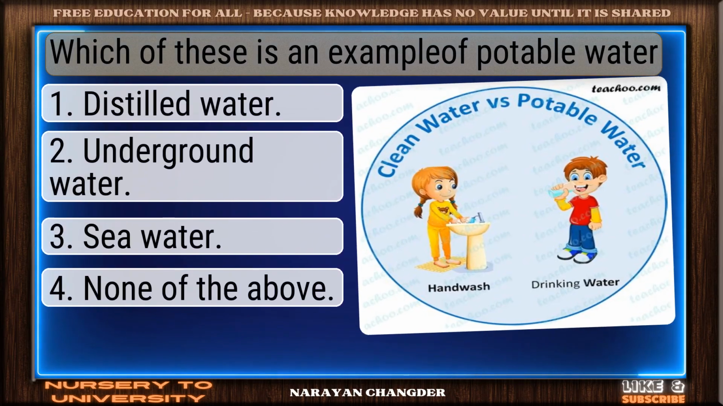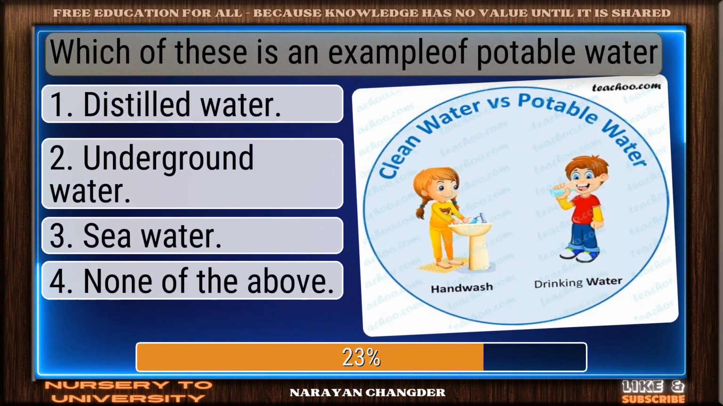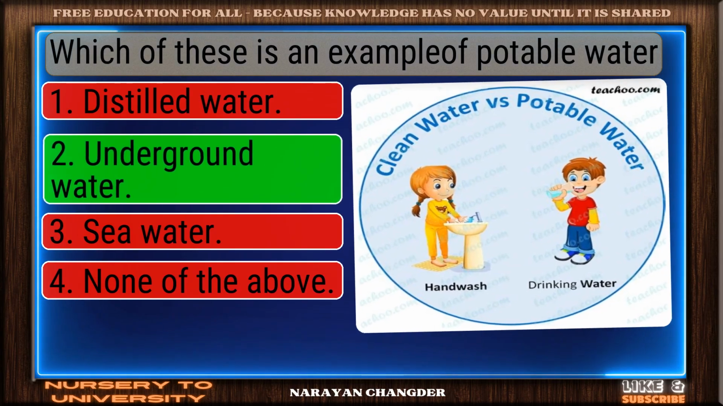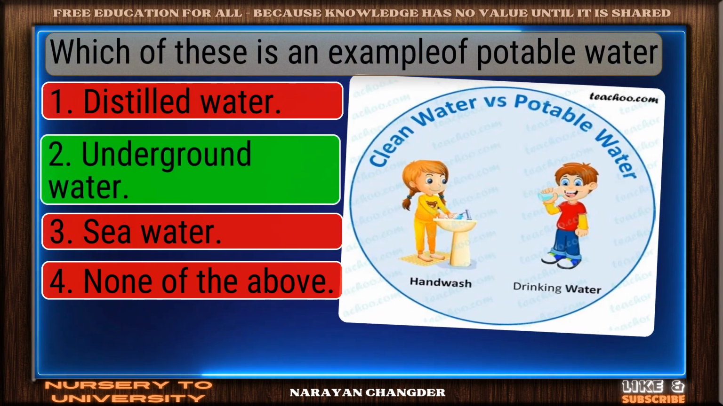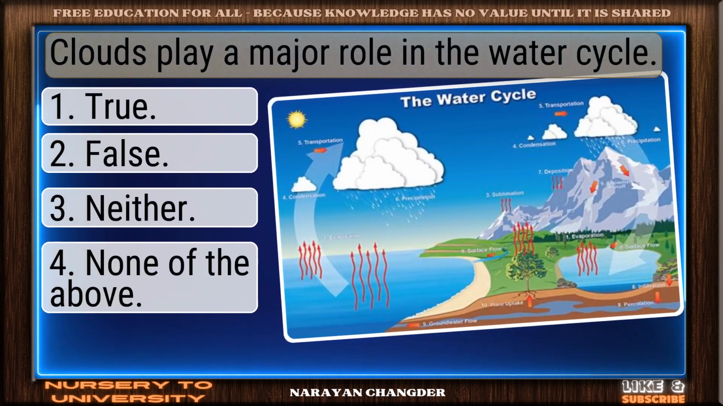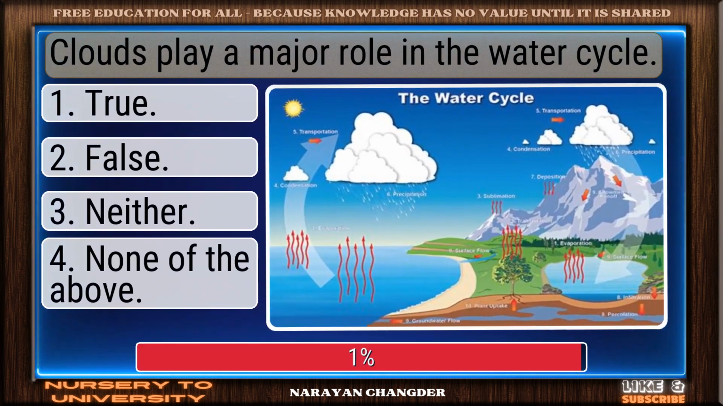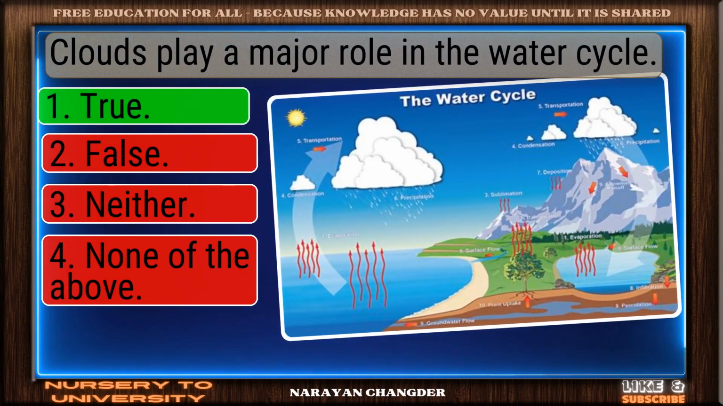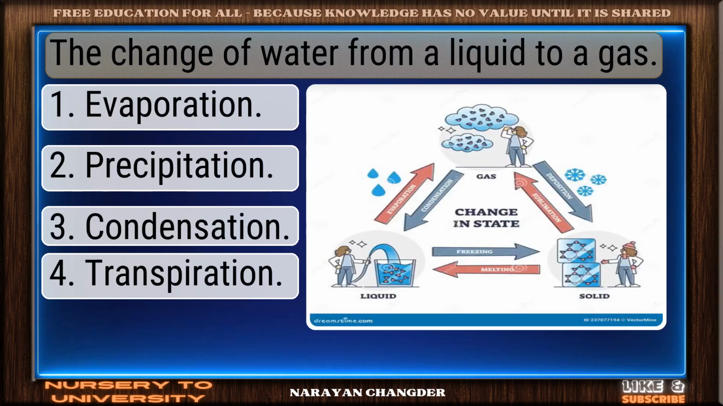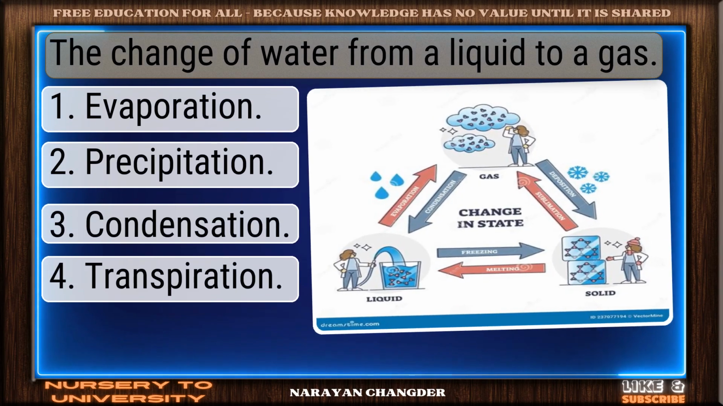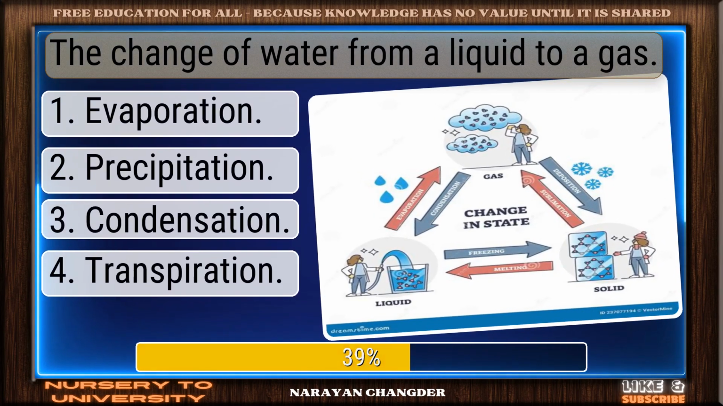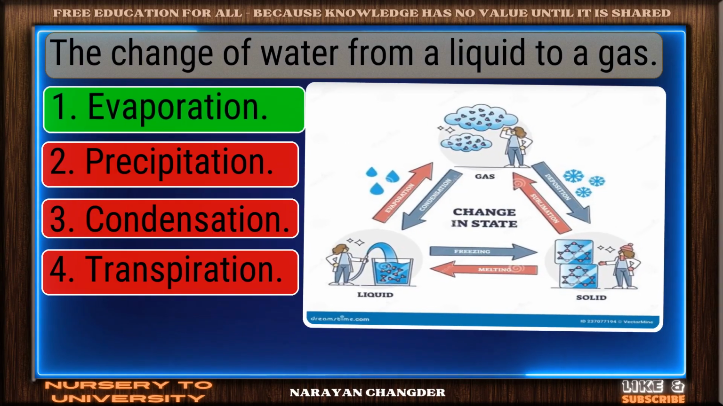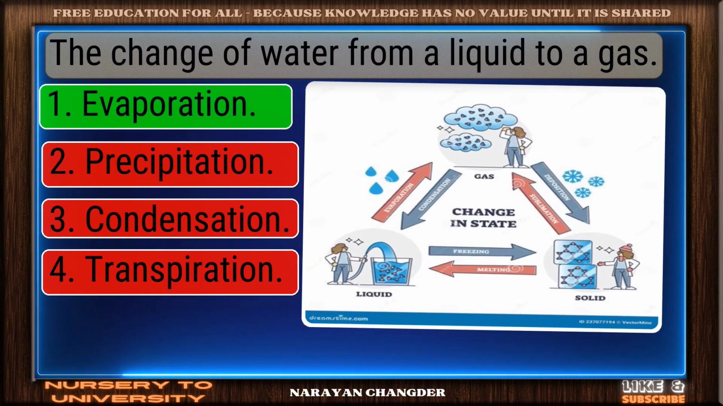Which of these is an example of potable water? Nice selection. Underground water is the correct and valid answer. Clouds play a major role in the water cycle. Excellent. True is a brilliant choice. The change of water from a liquid to a gas? Nice work. You chose evaporation and it is correct.